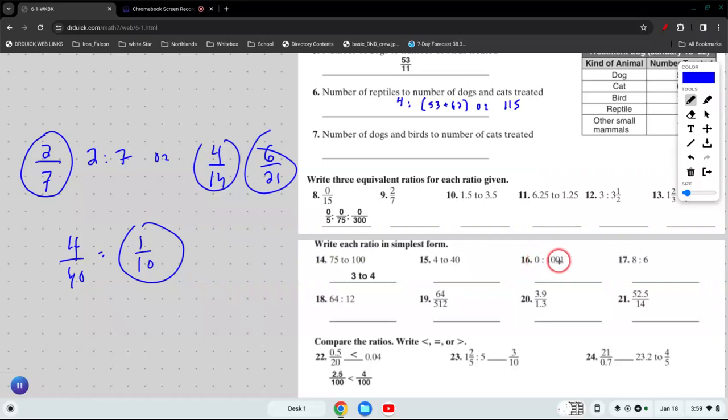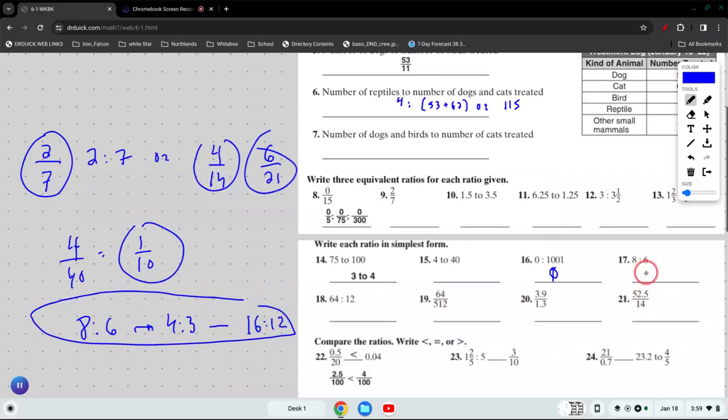Okay? 0 to 1,001. Well, it'd just be 0. There's no proportion there. Just let you know, right? It's kind of an interesting way of going about it. The other one says 8 to 6. 8 to 6, right? How can you do this? Well, this could be 4 to 3, right? They're the same. Or you can go 16 to 12. These would all be the same. Of course, I just looked at this one over here.